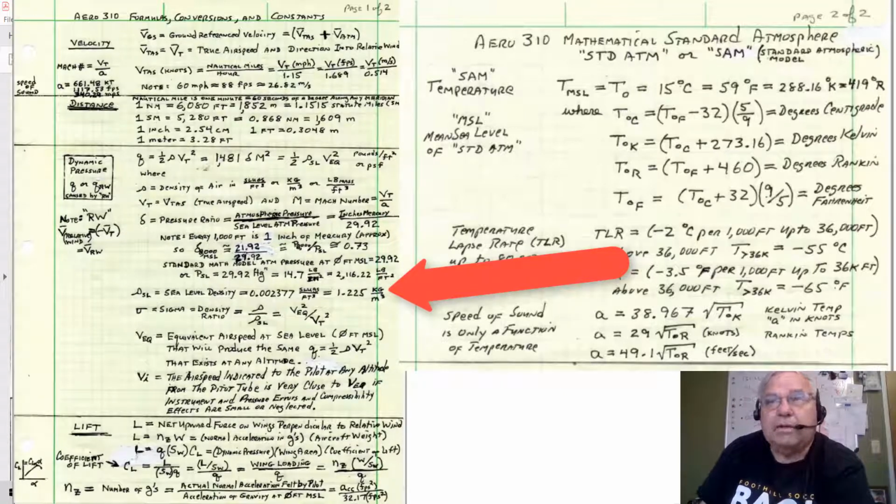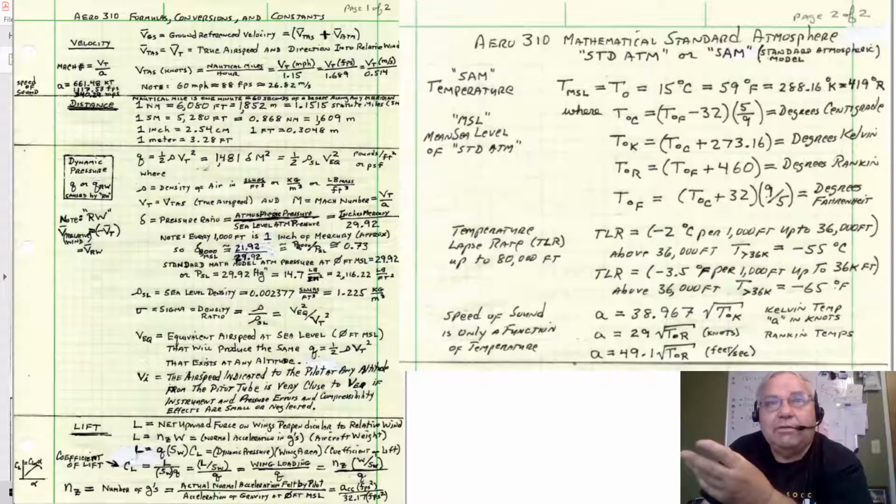What's a slug anyway? Well, that turns out to be 32.17 pound masses. So 2 bowling balls is a slug, basically. So these are some of the things that are maybe hard to find. Might give you some time that you can find it very quickly here in this set of files.